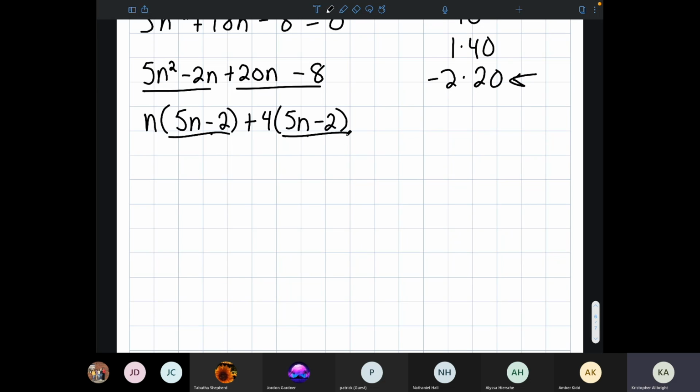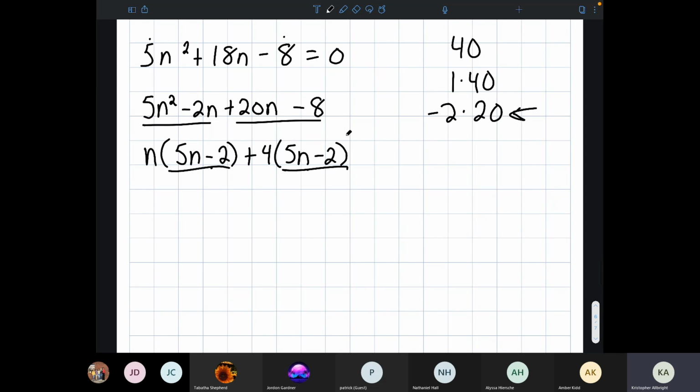Wait, where did we get a 4 from again? I pulled the 4 out of here. So if we multiply this in, we're going to get 20n minus 8, which is this. I'm just trying to make it simple.